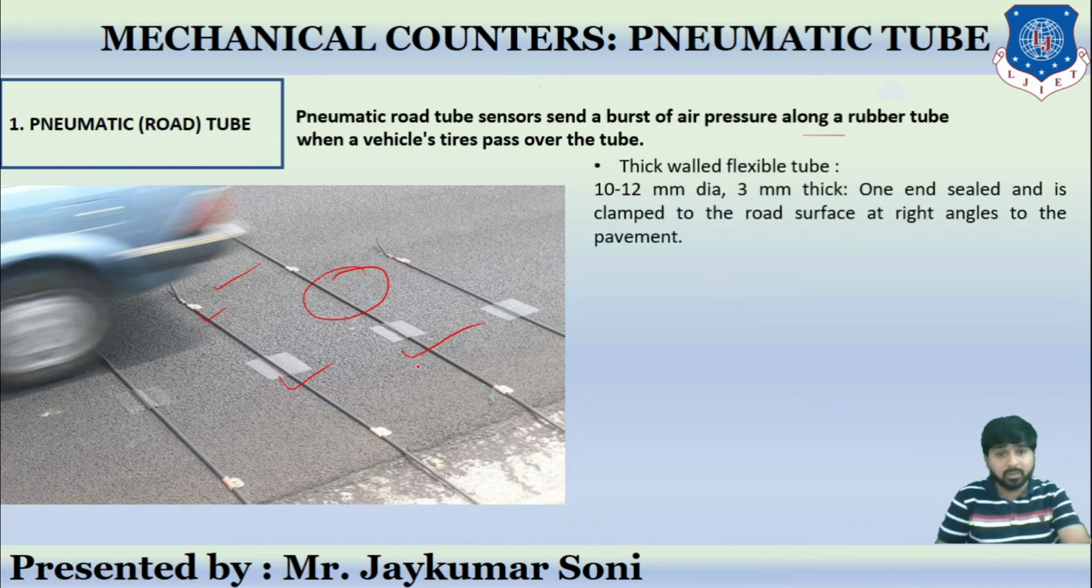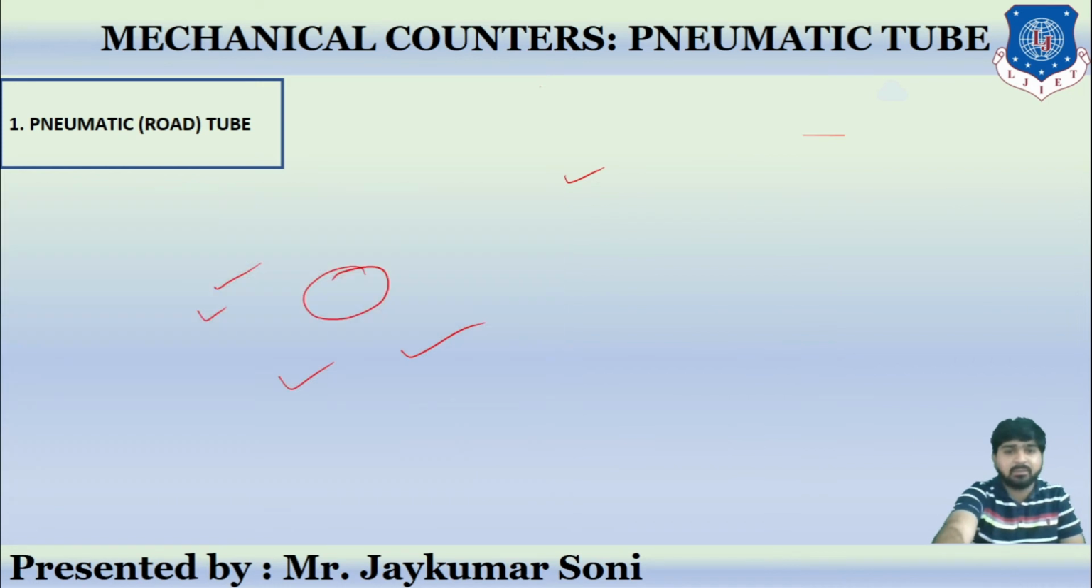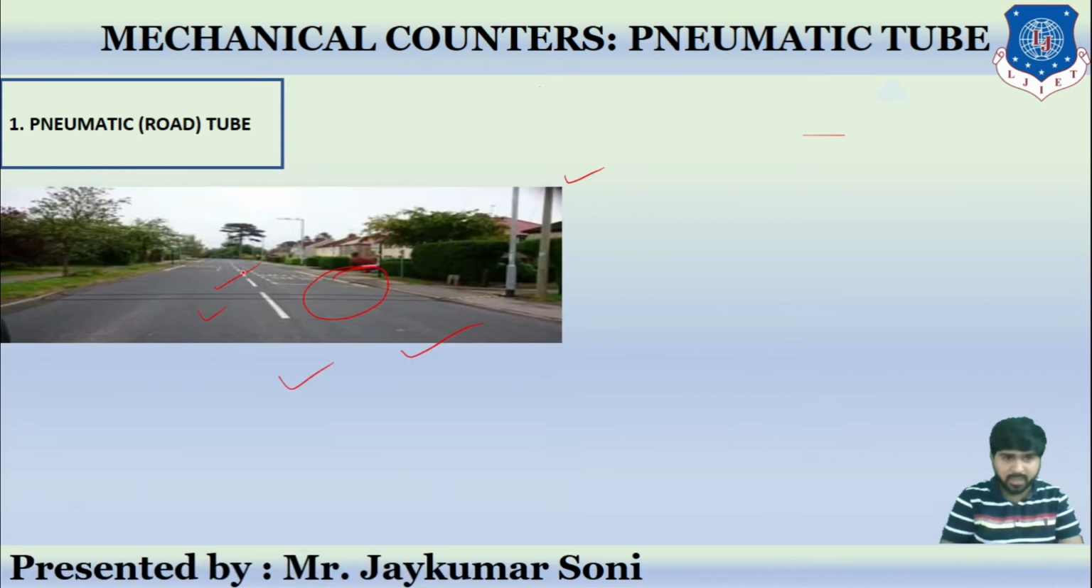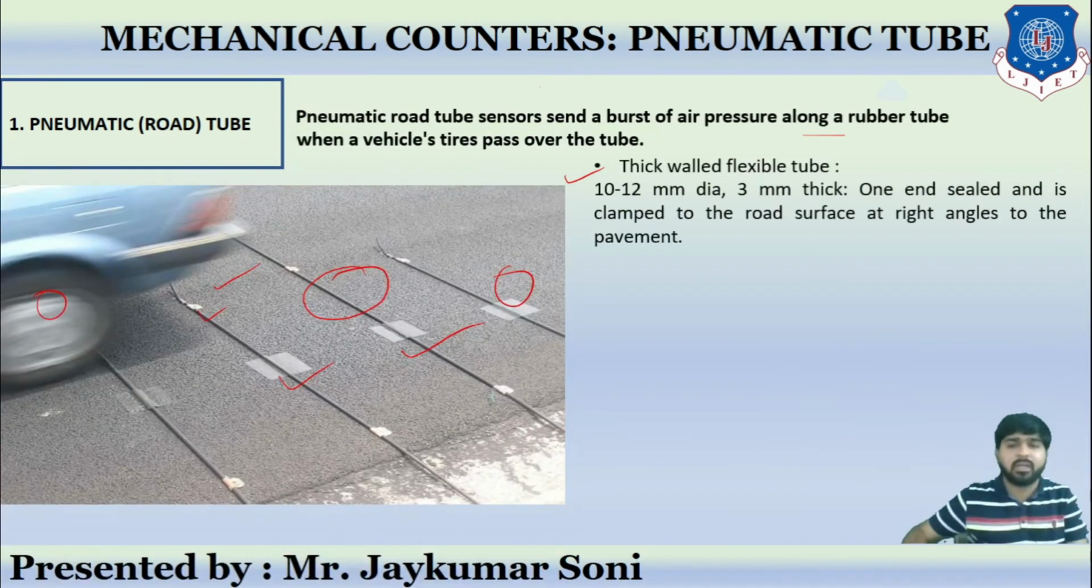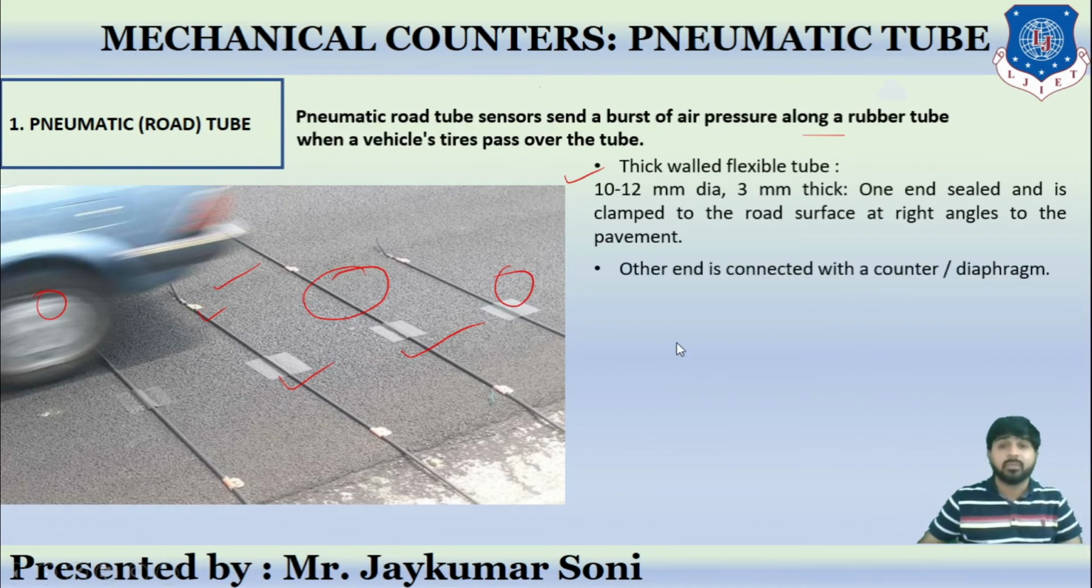If we talk about this tube, these are the criteria: it is approximately 10 to 12 mm in diameter, that is, approximately 1.1 to 1.2 centimeters, and 3 mm thick. One end is sealed and the other is clamped to the road surface at right angles to the pavement, like this. So it works like this. This is the first method, called the pneumatic tube.